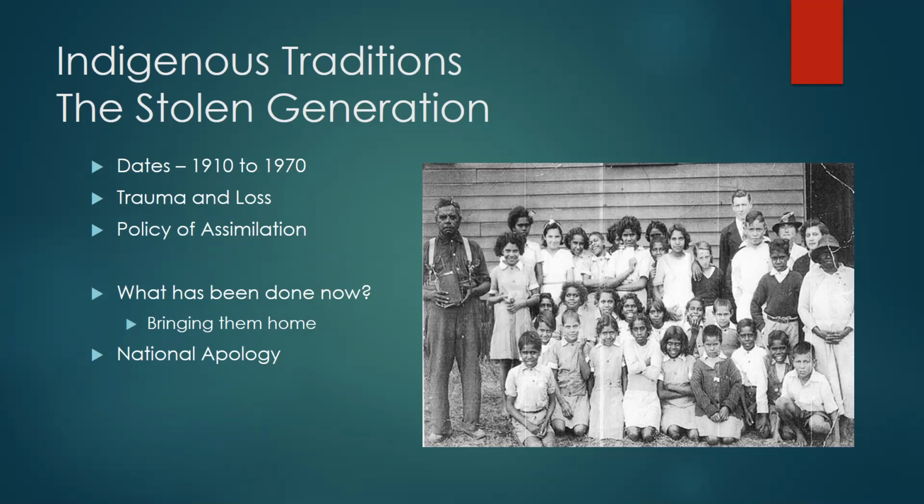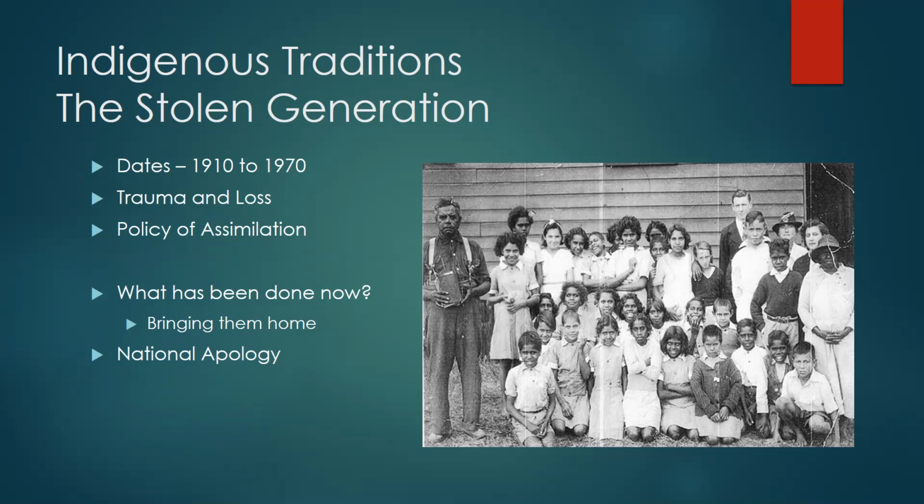Assimilation policies focused on children who were considered more adaptable to white society than Indigenous adults. Half-caste children, a term now considered derogatory for people of Aboriginal and white parentage, were particularly vulnerable to removal because authorities thought these children could be assimilated more easily into the white community due to their lighter skin colour.